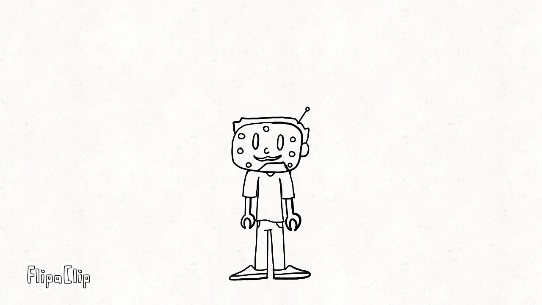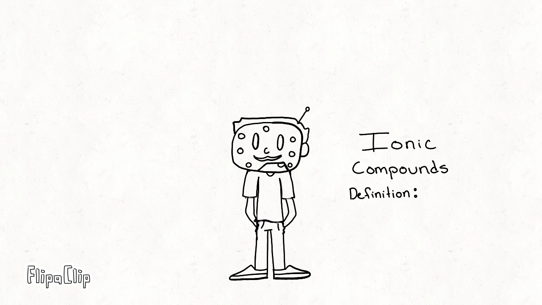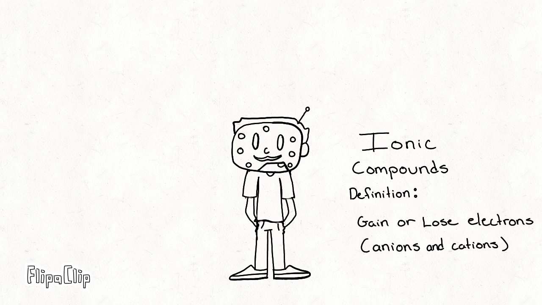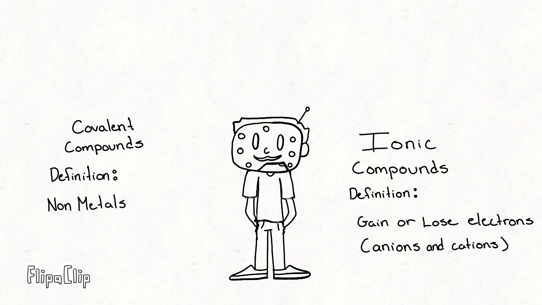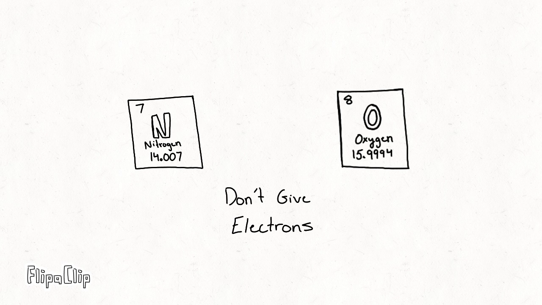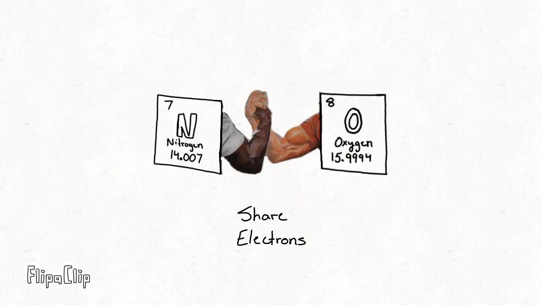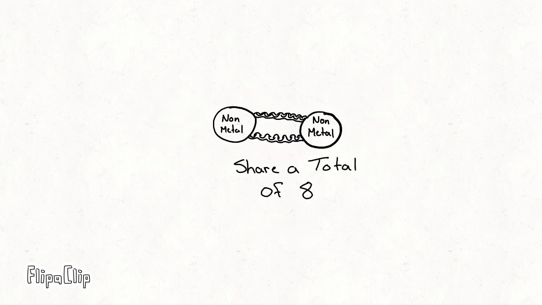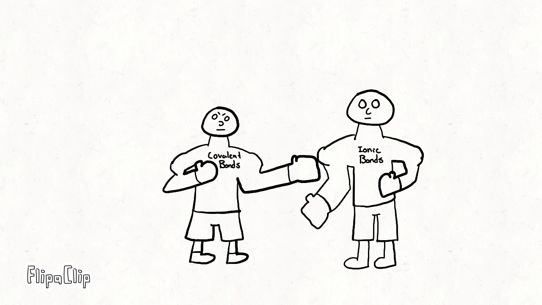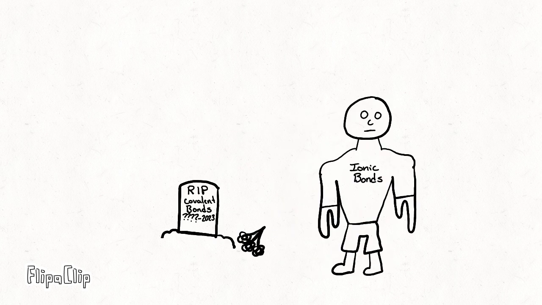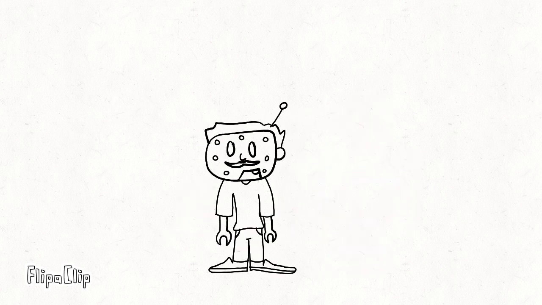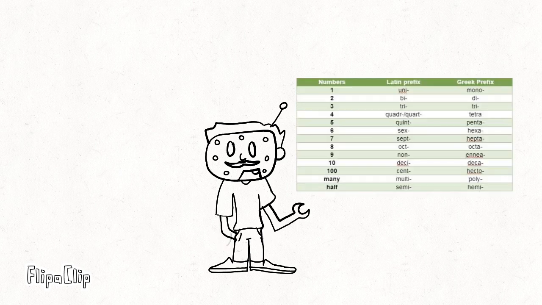So in conclusion, ionic compounds are compounds that gain or lose electrons, anions and cations, while covalent compounds are nonmetals plus nonmetals. But covalent compounds don't give electrons to each other, they just share them. They need to share a total of 8 electrons for it to work, but covalent bonds are weaker than their ionic counterparts. One example of naming covalent bonds is by using Latin prefixes.